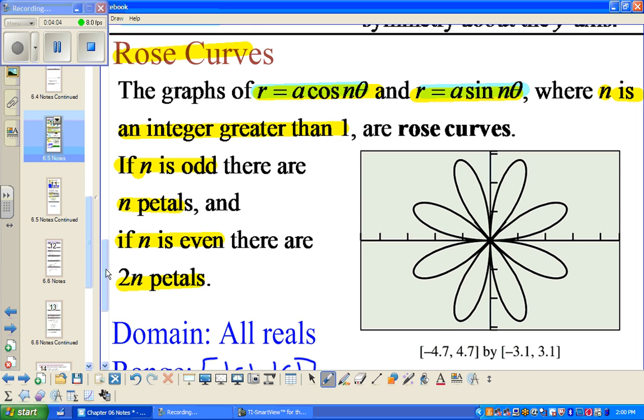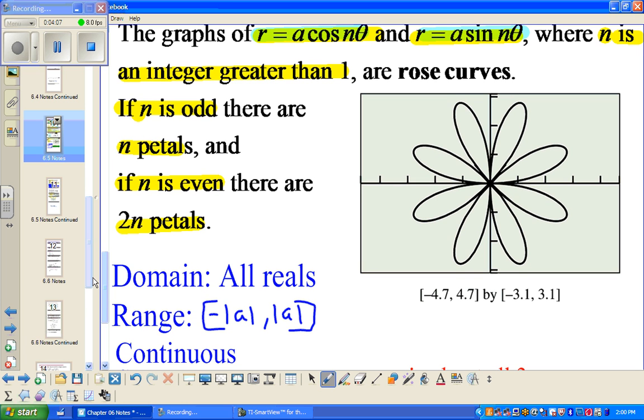What you're going to find is, after you experiment with it a little bit, that the a value that you use is how far out the petals are going. And then how many petals you get will be determined by this n number. If n is odd, there's going to be n number of petals. If it's even, there's going to be 2 times n number of petals. So you might want to try to create the graph that I have shown here and see what you can do with it.